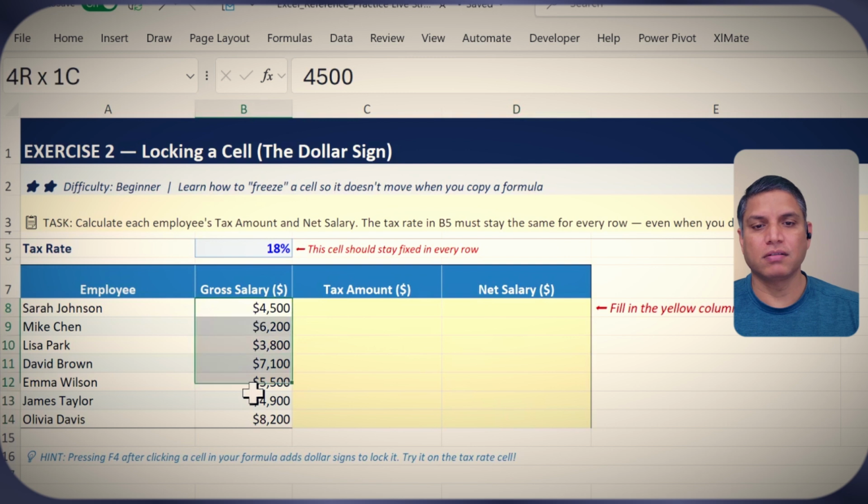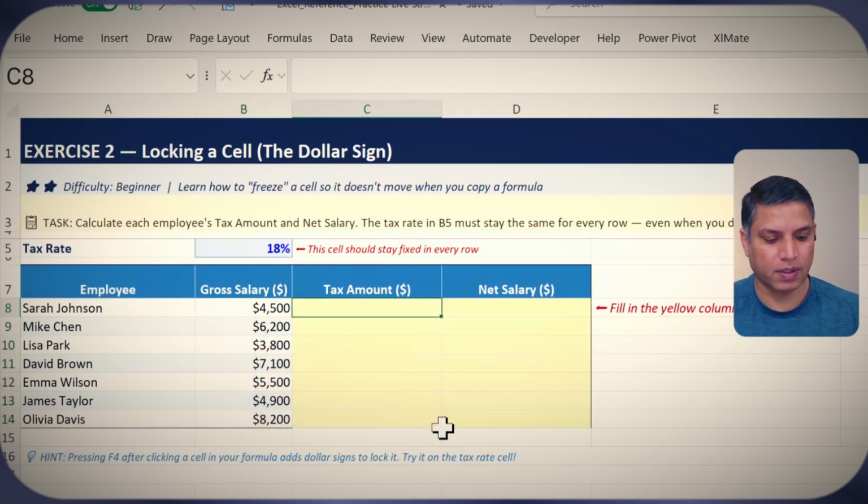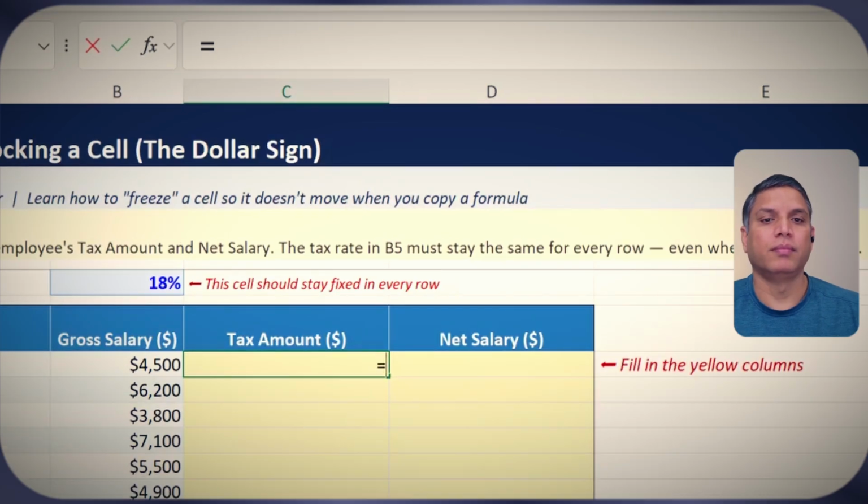And then we need to calculate the net salary. Everyone knows this: I will multiply the 18% with the salary of the employee and I will get the tax. And if I deduct that tax from the gross salary, then I will see the net salary. So here the formula would be equal to this cell multiplied with this cell. Very simple.